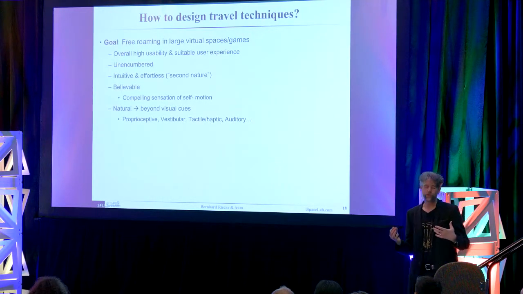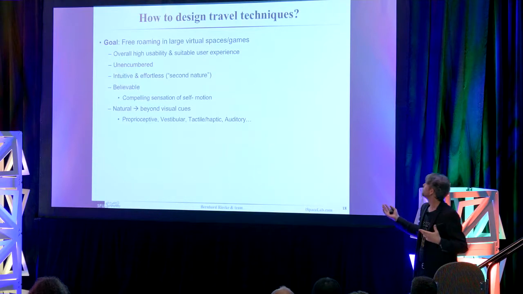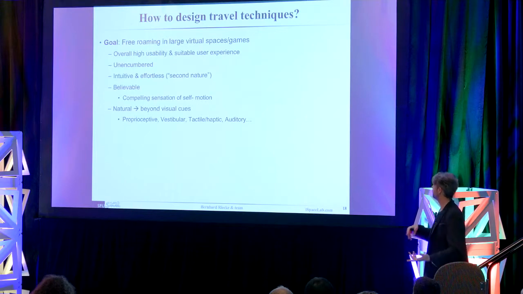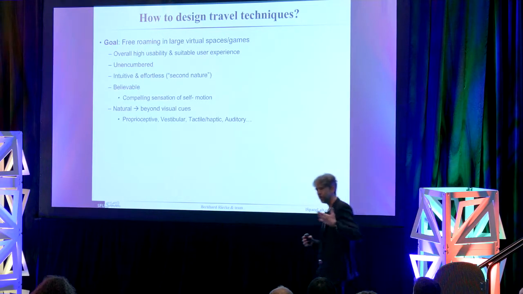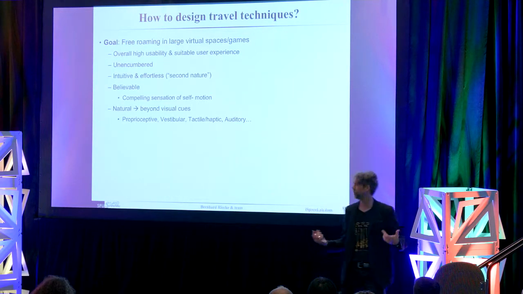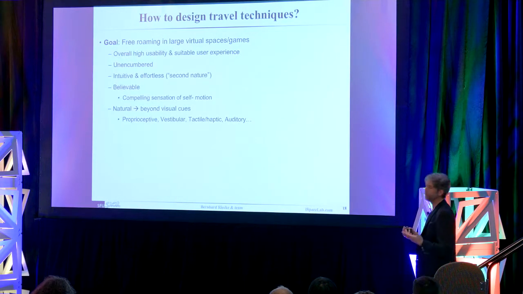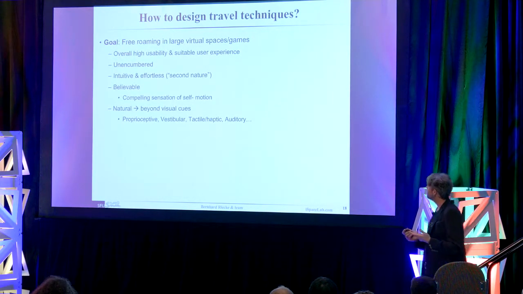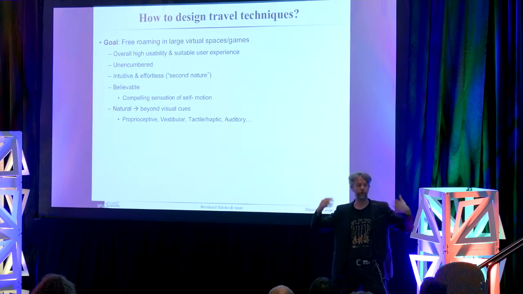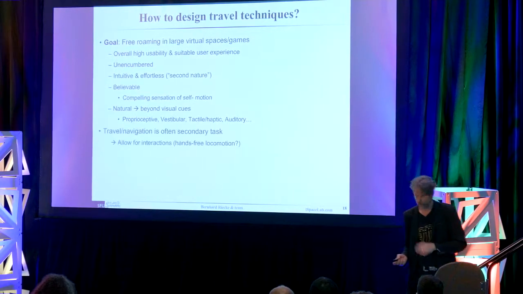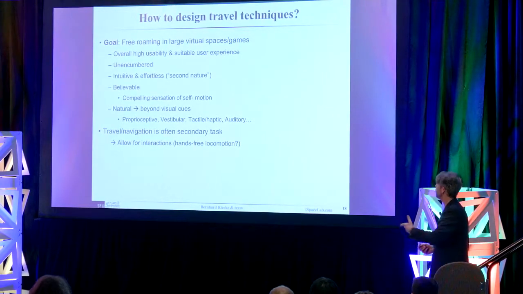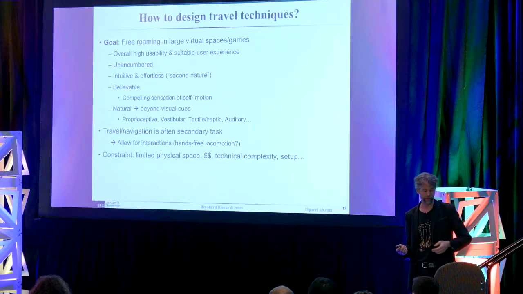So how do you design these travel techniques? I mean, the ultimate goal is really to be able to free roam in large virtual spaces, have high overall usability, suitable user experience, be unencumbered, intuitive, effortless. So it's kind of like second nature, just like walking. You don't have to think. I mean, we're not really good at multitasking as humans, but we can always walk while we do something else. At least most people can. Believability is also important for some applications. And in a way, the navigation should be natural in the sense that you get at least the important cues that you really need for a given task. And keeping in mind that the navigation itself is often the secondary task. It's really in order to get to a goal or to interact with something or somebody.